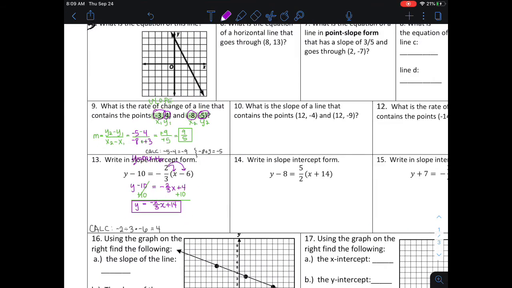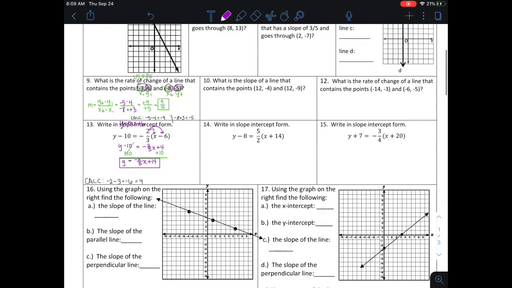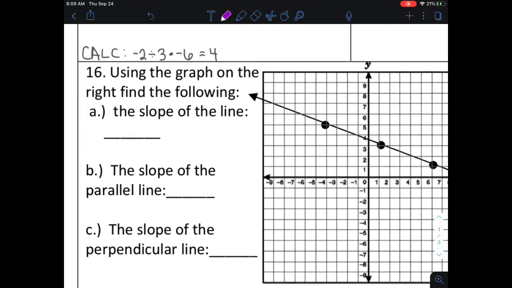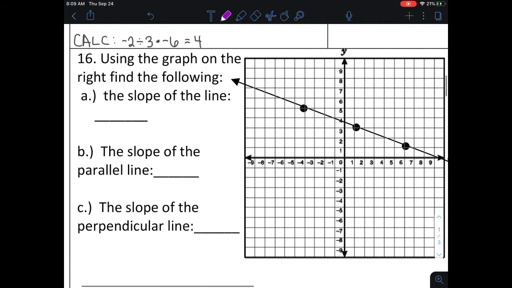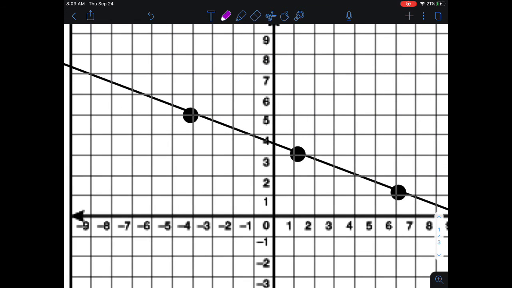Okay, 14 and 15 are the same basic problem with different numbers, so you can do that same process. Number 16. Using the graph to the right, find the following. The slope of the line. Okay, that's going to be really easy. Let me zoom in real quick. All right, so I'm just going to draw the slope triangle, and then I'm just going to start with the leftmost point, and I'm going to work my way to the right point.